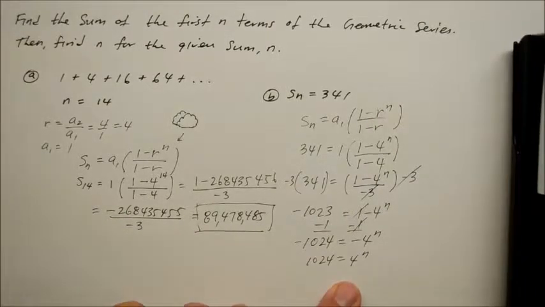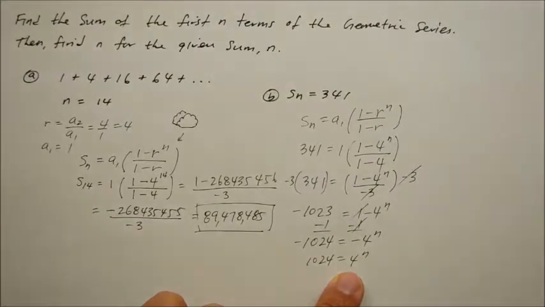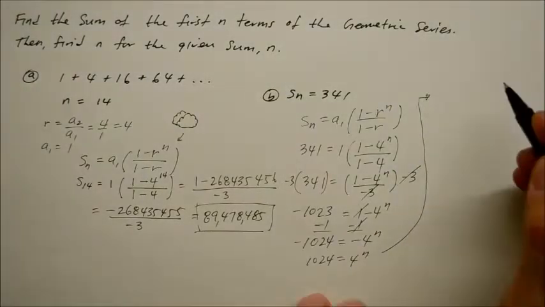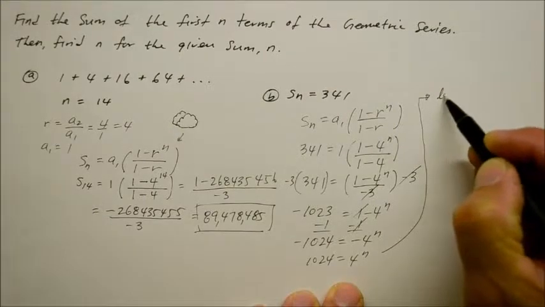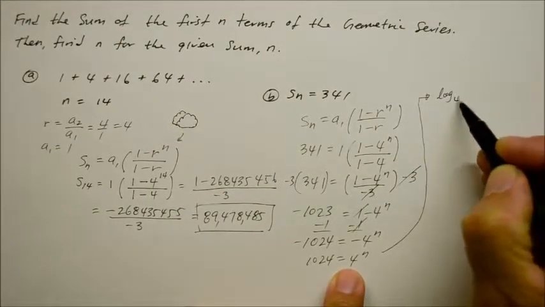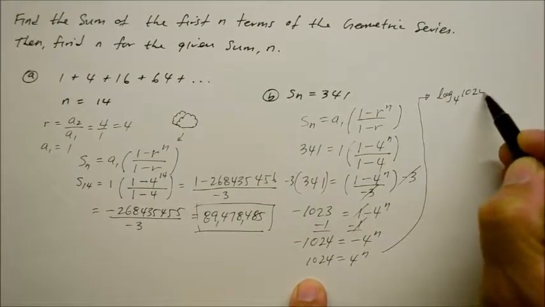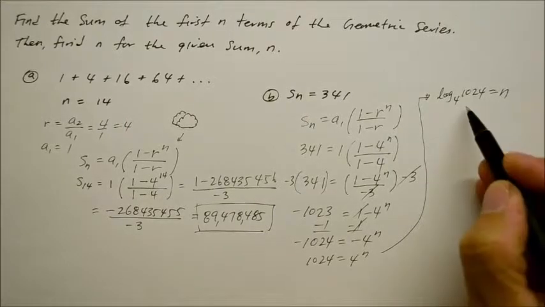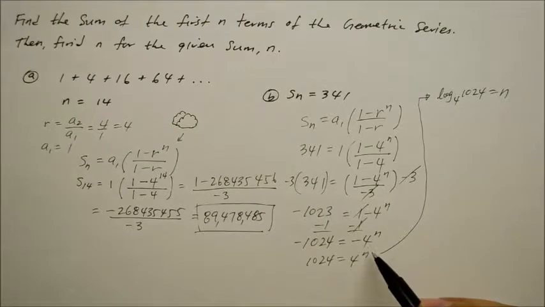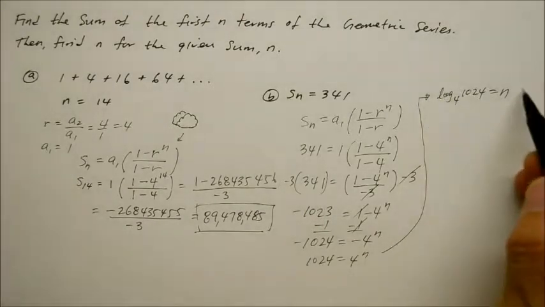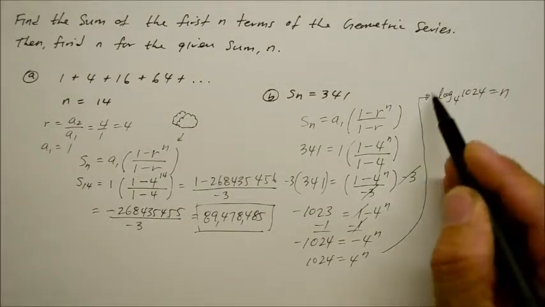Now we're going to go back to our log functions. Isn't that kind of like saying log base 4 of 1024 is equal to n? Isn't that what that means? Yeah, 4 raised to one number where you get 1024. And that's how we convert it into a logarithmic function.